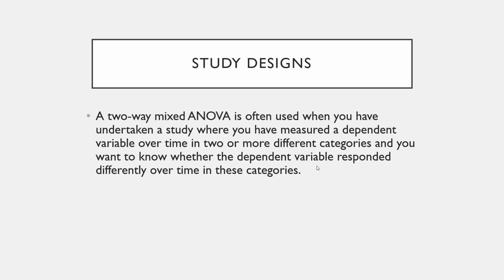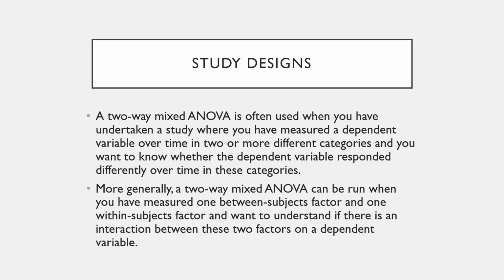So a two-way mixed ANOVA is also often used when you have undertaken a study where you have measured a dependent variable over time in two or more different categories, and you want to know whether the dependent variable responded differently over time in these categories. More generally, a two-way mixed ANOVA can be run when you have measured one between subjects factor and one within subjects factor, and want to understand if there's an interaction between these two factors on a dependent variable.